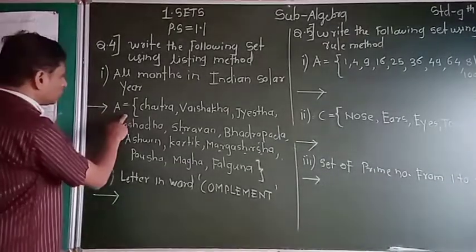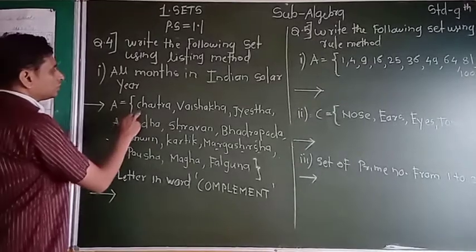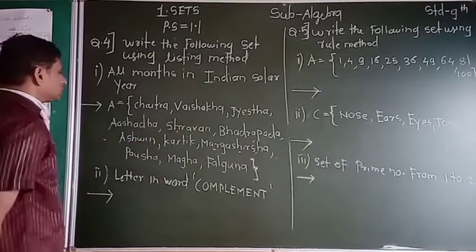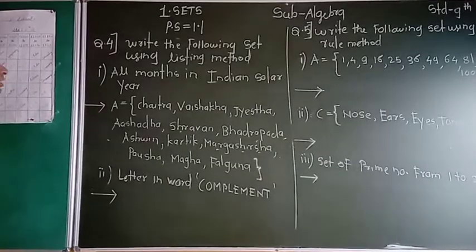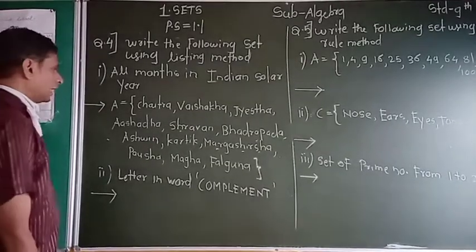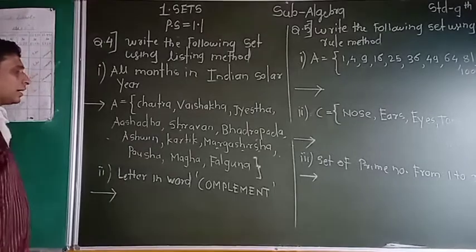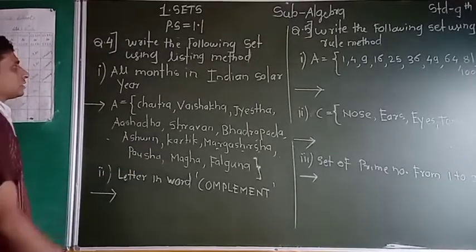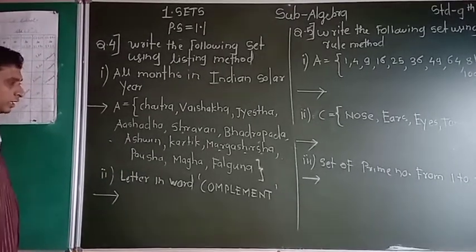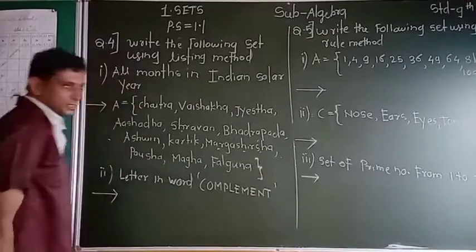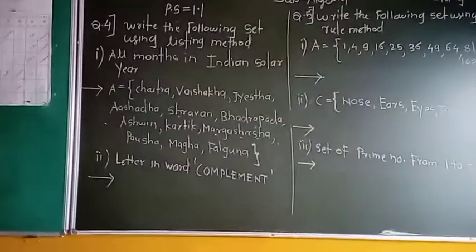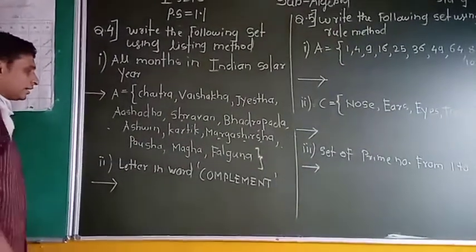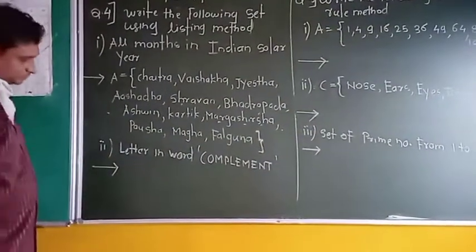So A is equal to, in curly brackets, Chaitra, Vaishakh, Jyeshtha, Ashadh, Shravan, Bhadrapad, Ashwin, Kartik, Margashirsha, Paush, Magh and Phalgun. Okay, these are the months in the Indian solar year, and lastly we just have to end the curly bracket.